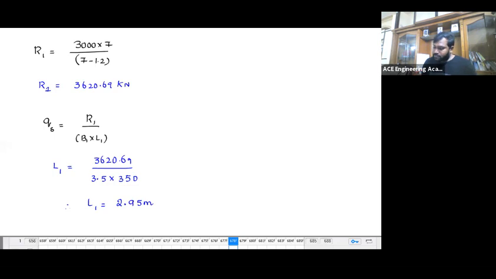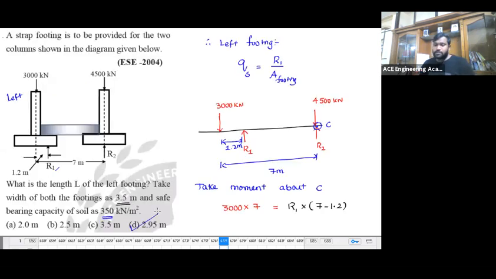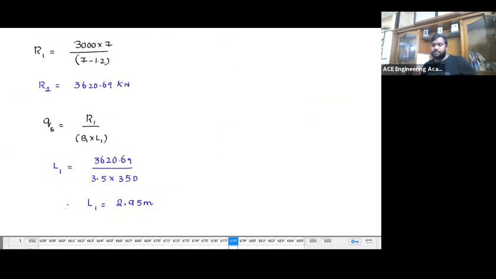2.95 meters. Answer is 2.95 meters. Okay. Without calculator, how to solve?